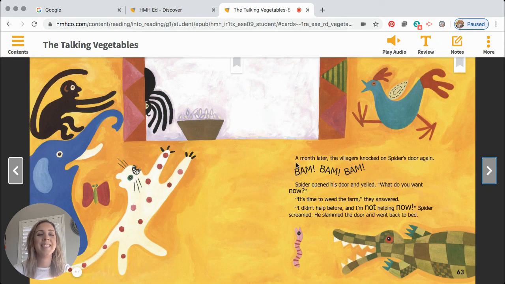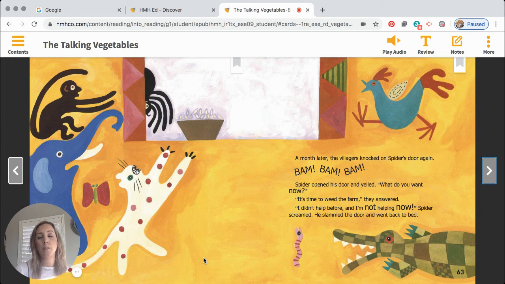Fingers ready? Ready, read. A month later, the villagers knocked on Spider's door again. Bam, bam, bam. Spider opened his door and yelled, "What do you want now?" "It's time to weed the farm," they answered. "I didn't help before, and I'm not helping now," Spider screamed. He slammed the door and went back to bed.